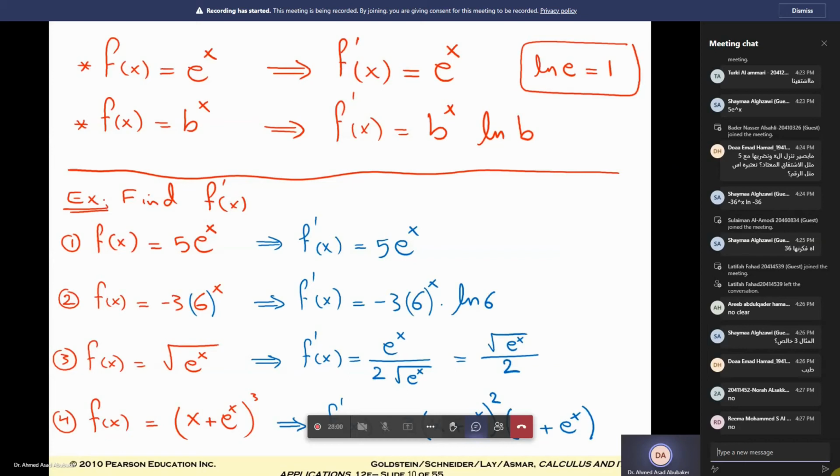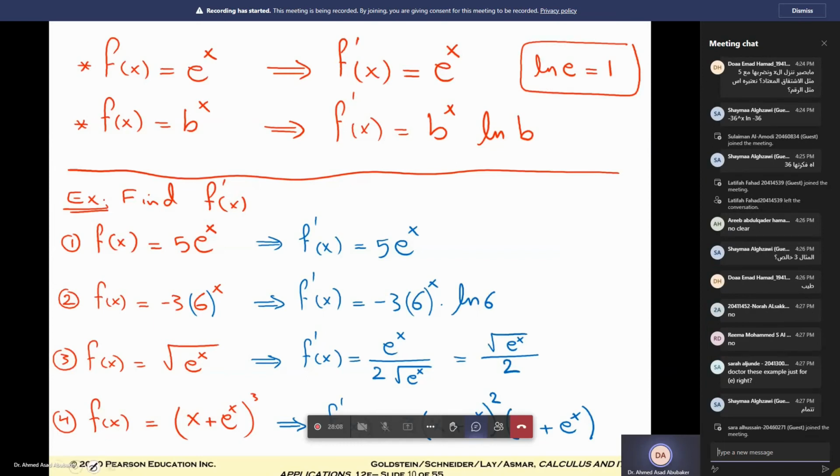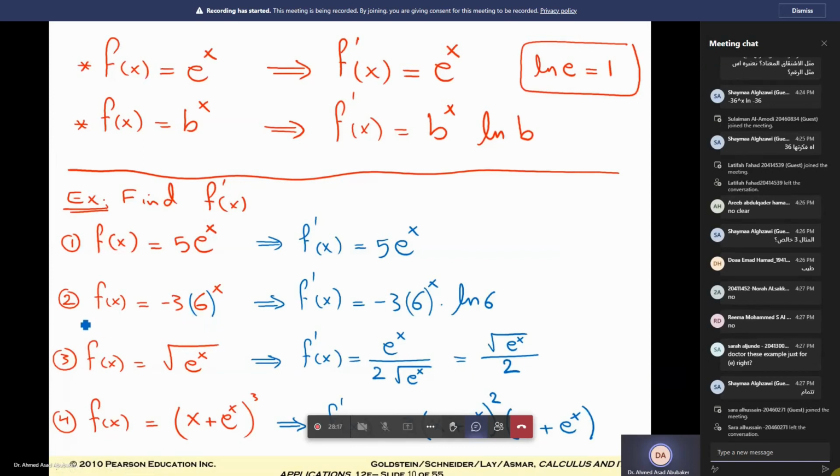Okay, who asked me? Shaima. Doctor, this example is just for e. Yes, for e, and we have b to the power x. And example number 2, Sara: in example number 2 we do not have e, we have 6 to the power x. So this is mixed between e and a number.